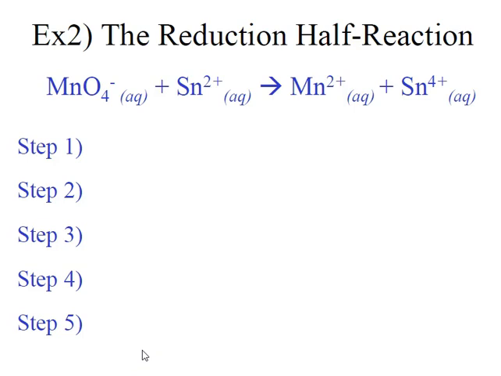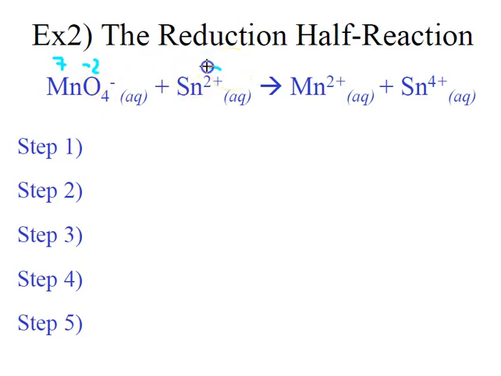Right, so this time we're going to start with the reduction half reaction. So who is reduced here? Let's use our oxidation numbers. Oxygen's -2, that makes -8. We've got to add up to -1. So what could this be to add up to -1? Must be a 7. 7 minus 8 would be -1.